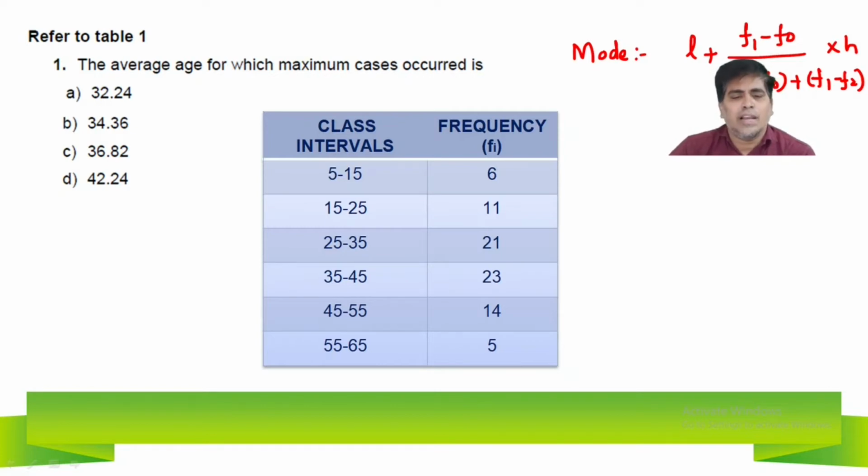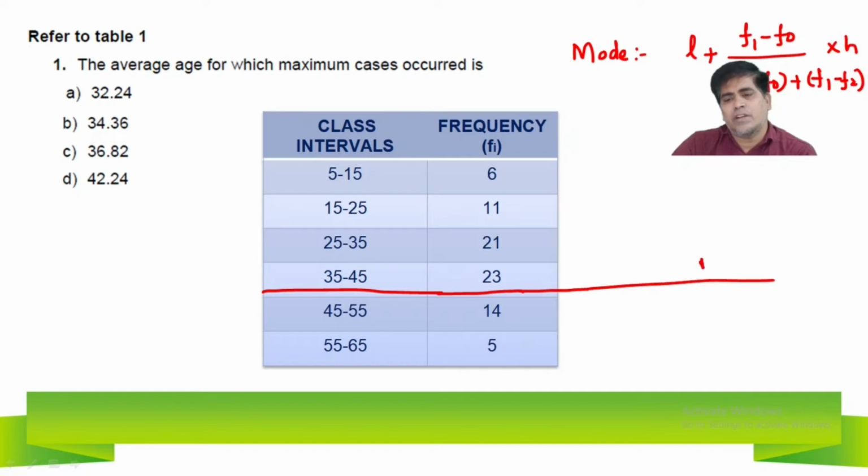First of all, we have to identify the modal class of the data. How do we get the modal class? It is clearly 23, the highest frequency we have here. This is the modal class, so I am underlining this. This is the modal class of the data.